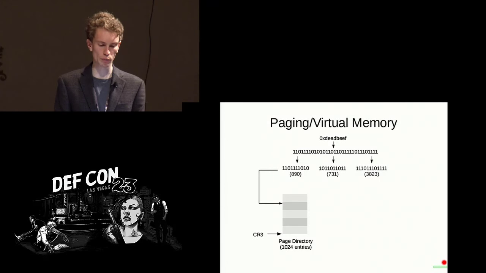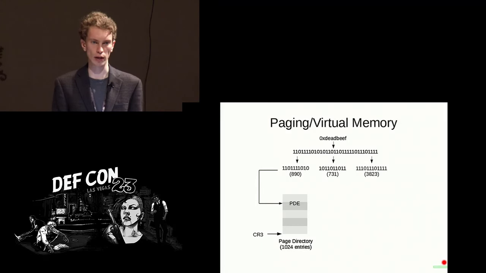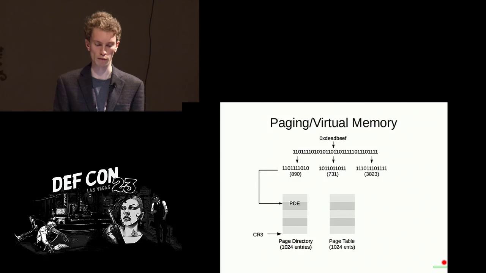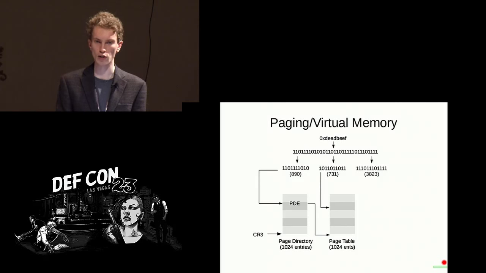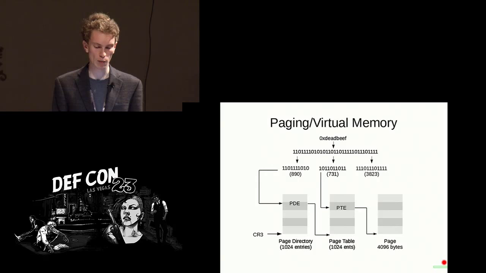And we use the first component as an offset into this table to look up a page directory entry, or PDE. This page directory entry then contains the physical base address of a page table. We now use the second decomposed component of the virtual address to look up an offset in this table. We get a page table entry. And this page table entry then points to the base of the actual physical page in memory that we care about. And then we can use this offset to access whatever byte the user program is interested in.